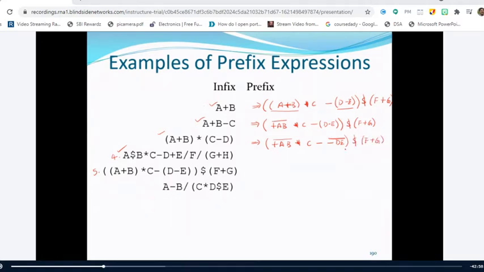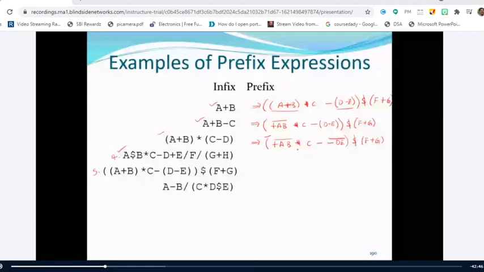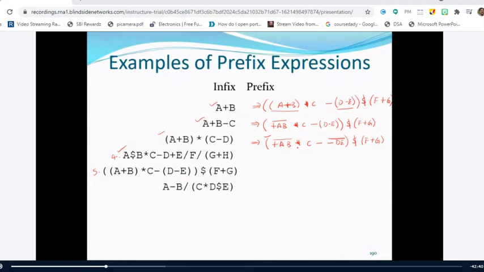Again we have this sub-expression and this sub-expression within the parenthesis. You can solve anything. Let us continue with this one. How many operators are we left with in this sub-expression? Two operators, that is star and minus. There is no confusion that star has higher precedence than minus. Therefore this has to be solved first. Therefore the expression becomes star plus AB C minus, and it is dollar, and it is F plus. And we are left with only one operator, that is minus, and it has to be solved.